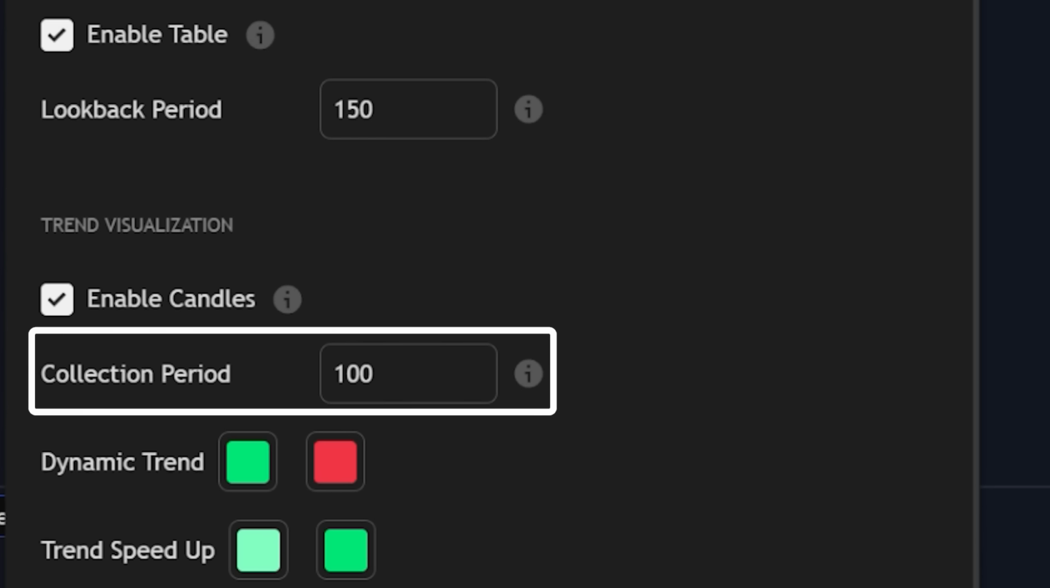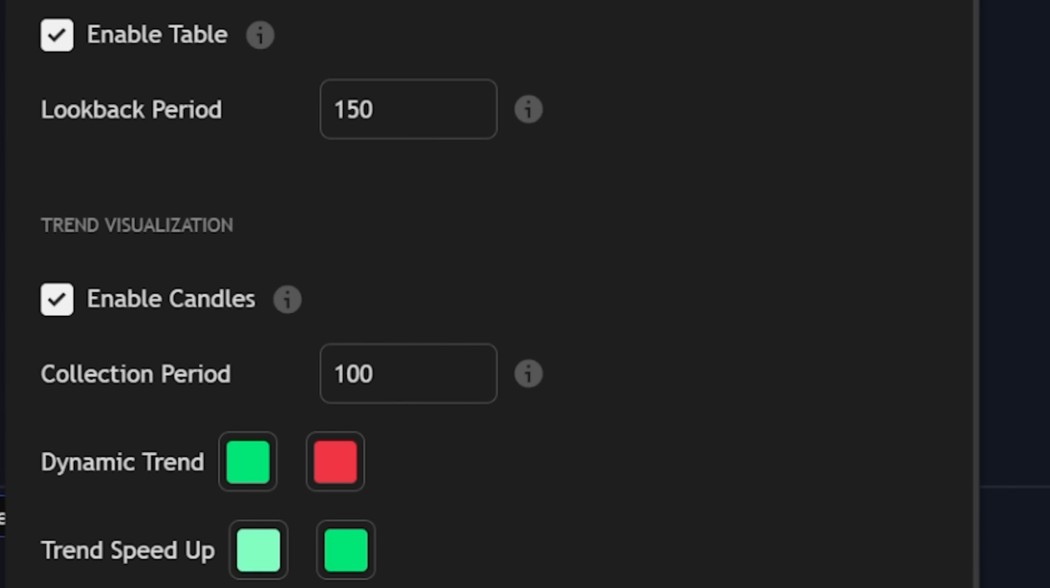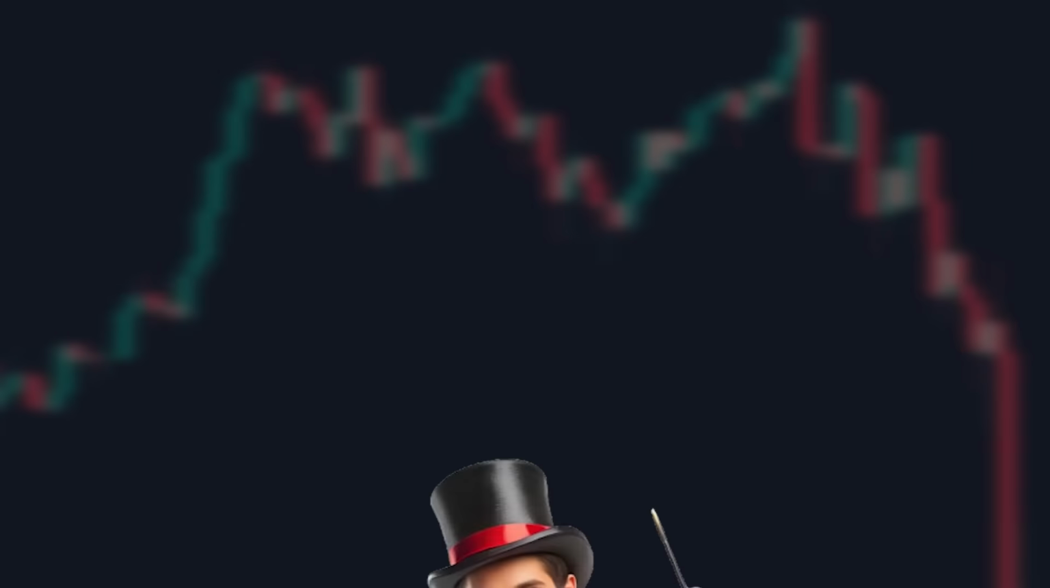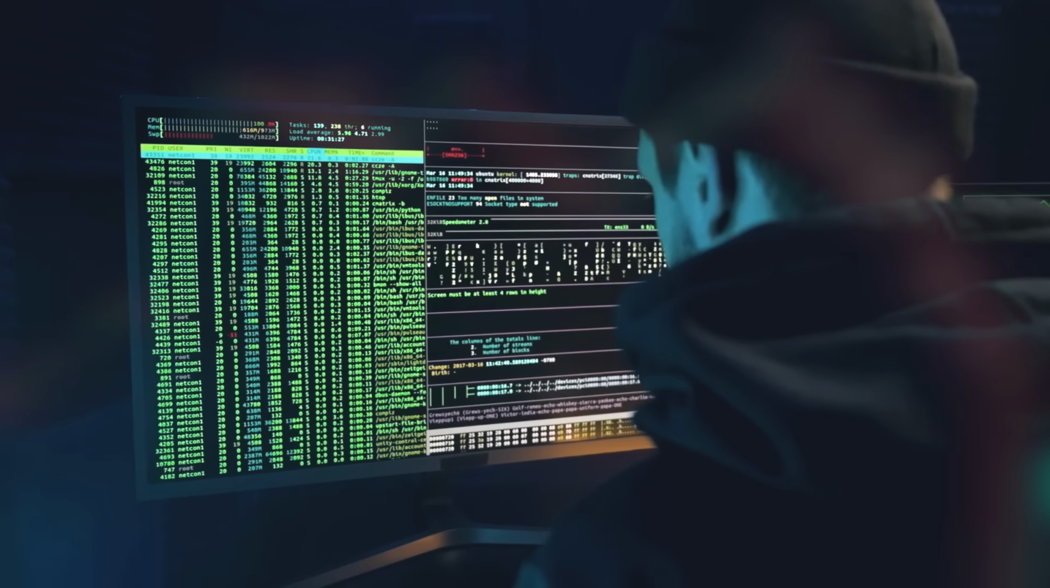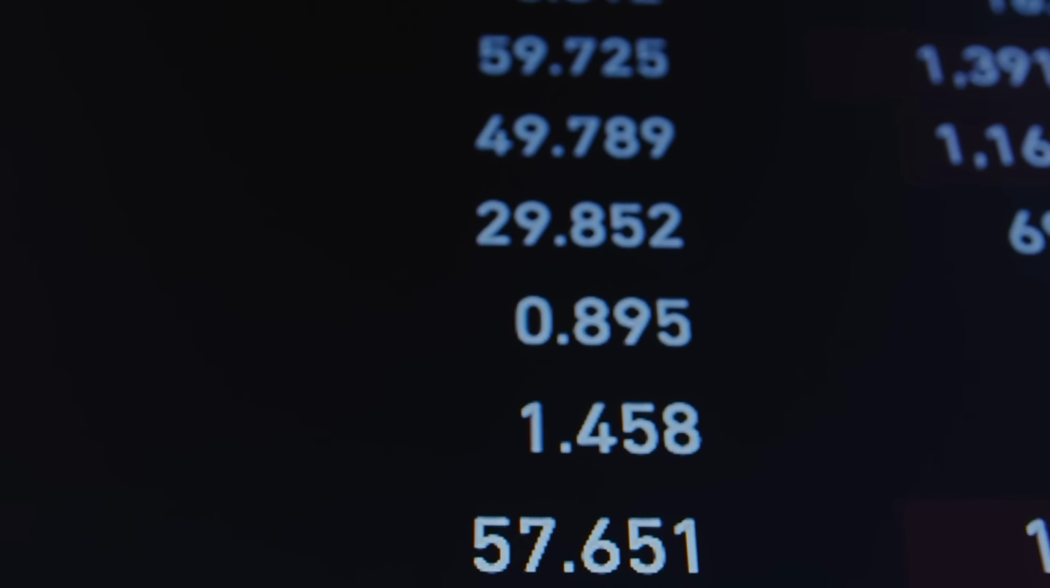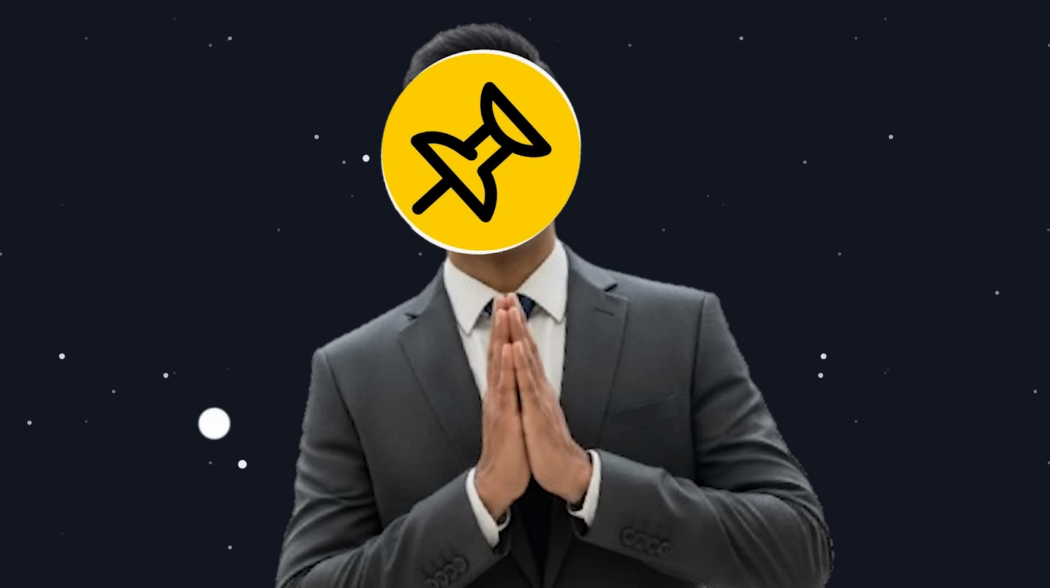There's also a collection period setting, which helps normalize the speed values for better accuracy across different market conditions. Remember, these are starting points. The real magic happens when you experiment and find what works best for your trading style and the specific markets you're watching.